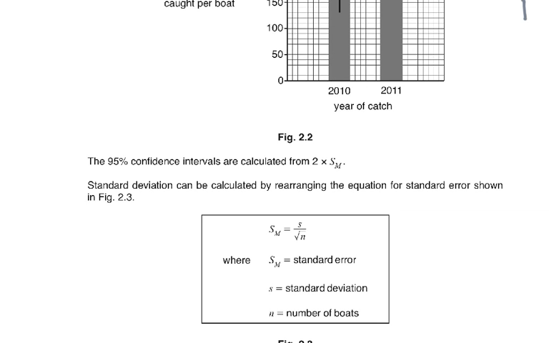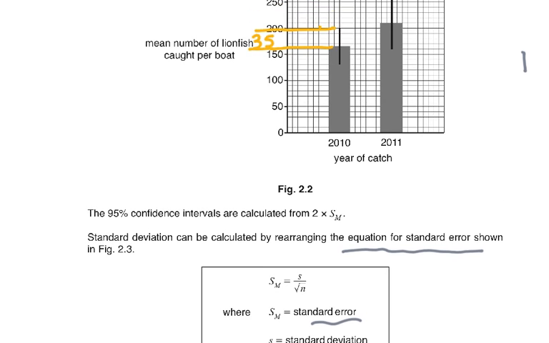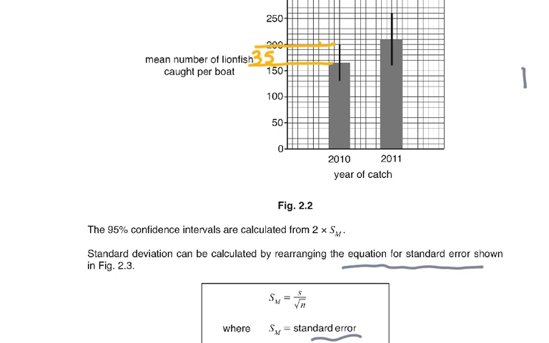Standard deviation can be calculated by rearranging the equation for standard error. So standard error, standard deviation, number of boats. You know the number of boats was 16. And the standard error here, the 2 × SEM, was 35. This is what you had to see here, which I've just shown you, where we got this 35 from.